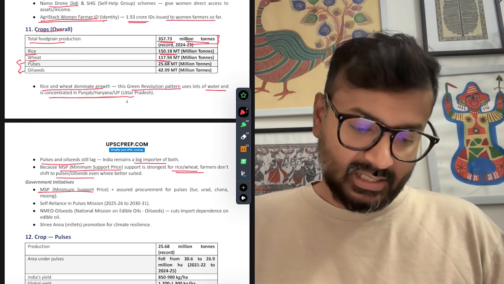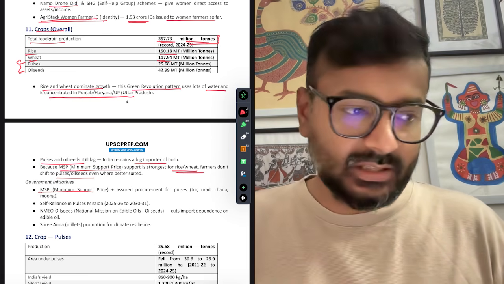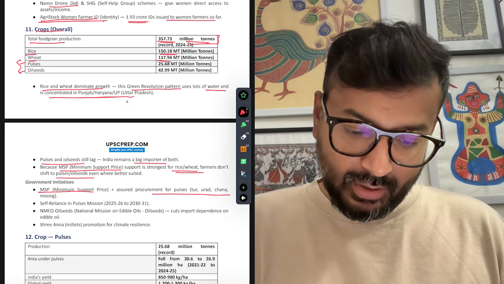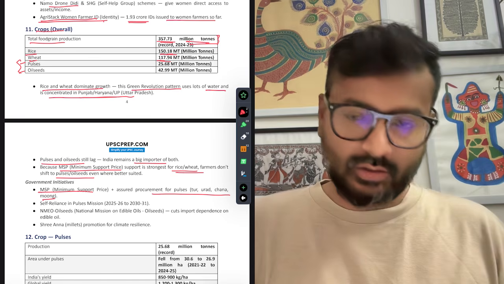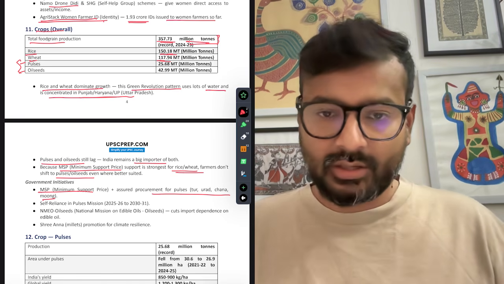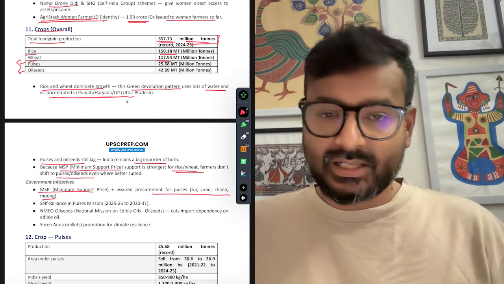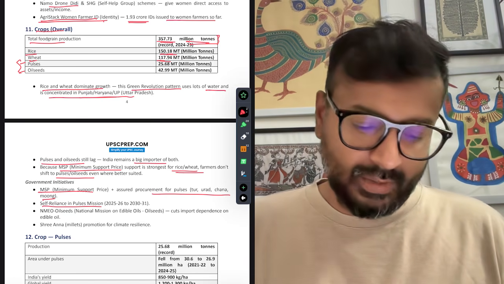The government initiatives here: one, of course, is MSP, but now the government has also come up with a new scheme where they're assuring procurement of pulses. Okay, so tur, urad, chana, moong. Now they have said that they are going to assure their procurement. There is also a scheme, the Self-Reliance in Pulses Mission. So now the country wants to become self-reliant in pulses and not be import dependent.